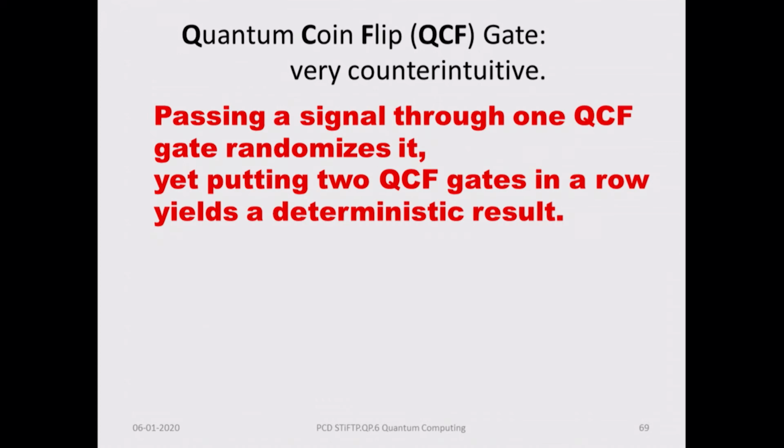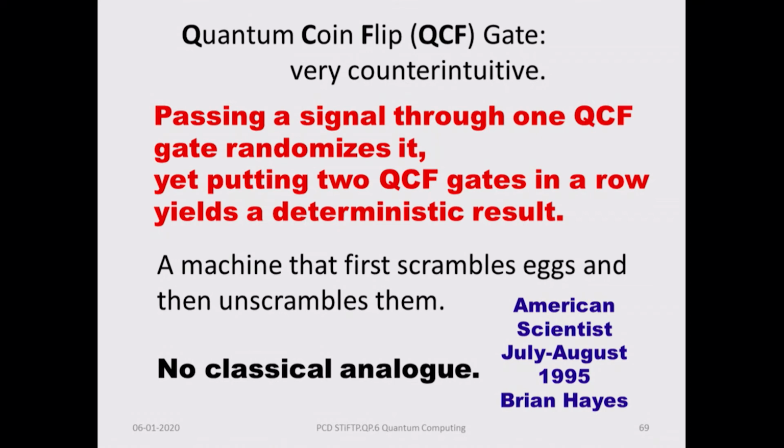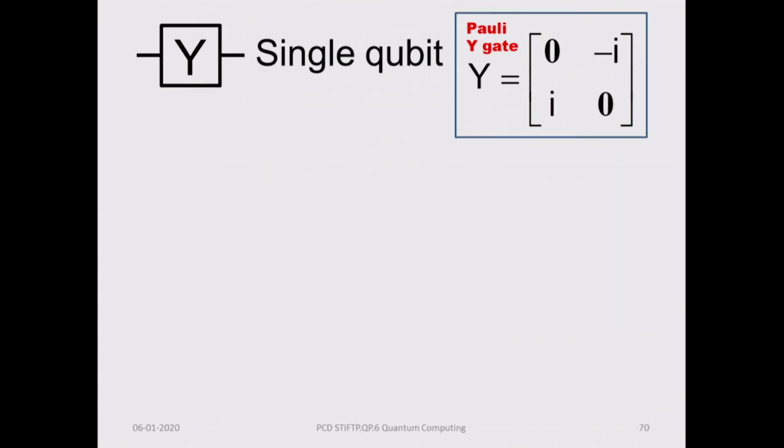And what you are doing is you are passing a signal through a quantum coin flip gate, which randomizes it, right? And then you send it through another identical quantum coin flip gate, and what you get is a deterministic result. So, this article by Brian Hayes, he says that it is a machine which first scrambles eggs and then unscrambles the same, all right. So, there is no classical analog for this. So, this is the quantum coin flip gate.